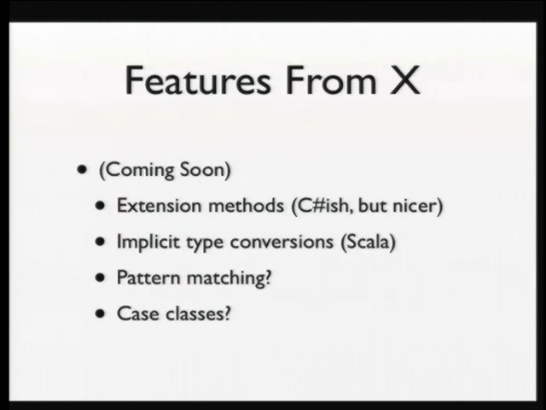There's other features that we want to pull from your favorite language of the week. For example, extension methods, doing it something like C# does, but making it look like you're actually opening classes in Ruby, right? Implicit type conversions, possibly from Scala, which opens up a lot of dynamic DSL sort of stuff without actually changing any of the static typing behind the scenes. Pattern matching in case classes. I mean, there's all sorts of stuff that we could do. And I think we can do almost all of these with just a compiler and not introducing any new libraries. That's the goal. That's the goal right now.